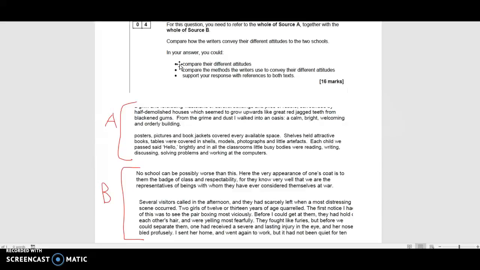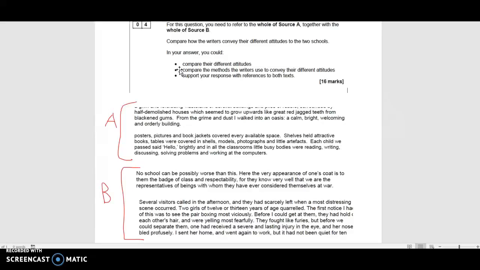This is really important. Don't write loads and loads and loads about A and then run out of time and write nothing about B. You're really going to lower your marks. They're very keen on this question for you to compare A and B. So make sure you do a point about A, point about B, and then if you've got time, another point about A, another point about B. So all the time you're comparing.